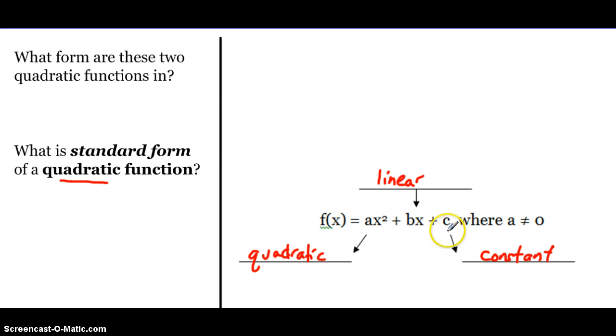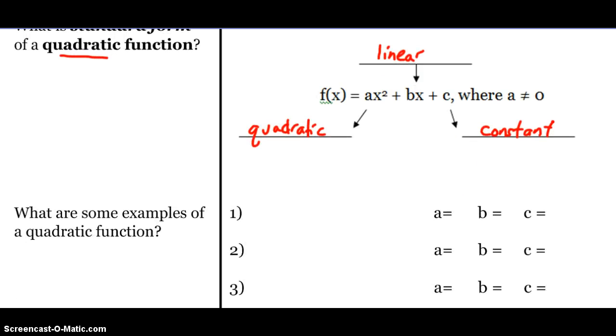It is our number without a variable. So some examples of a quadratic function. Let's just take 2x squared minus 5x plus 3. And it must be in standard form before you pull out the a, b, and c. So standard form meaning the x squared term is first, then the linear, and then the constant.